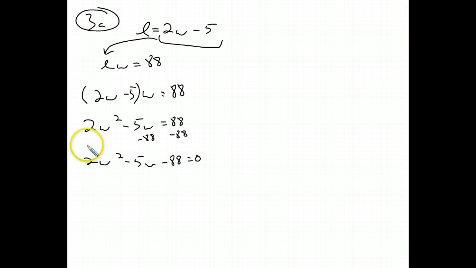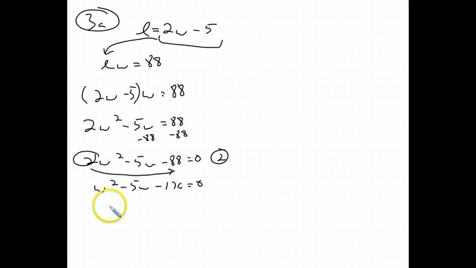Now, since we have a number in front of our squared term, I'm going to do our bottoms up method. So I'm going to multiply it by the 88 using 2, so I'm going to write a 2 off to the side and circle it. So I'll be left with w squared minus 5w minus 176 equals 0.